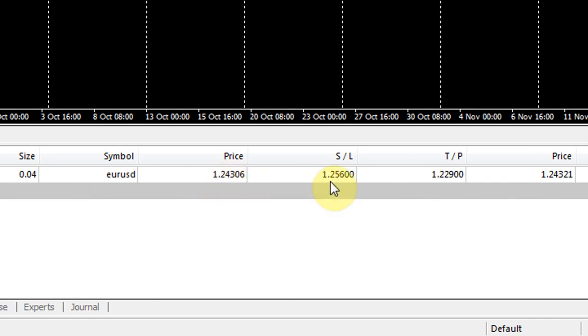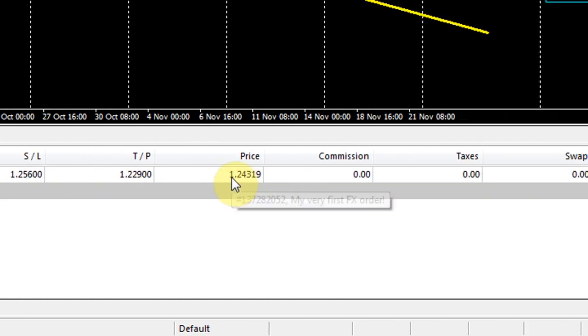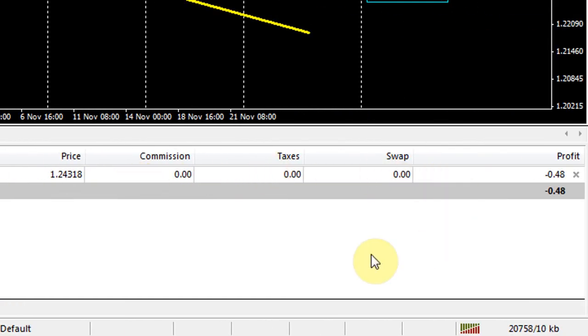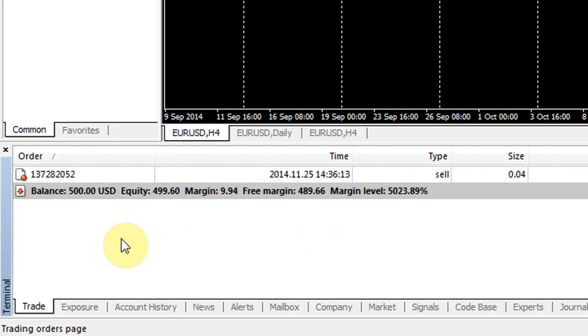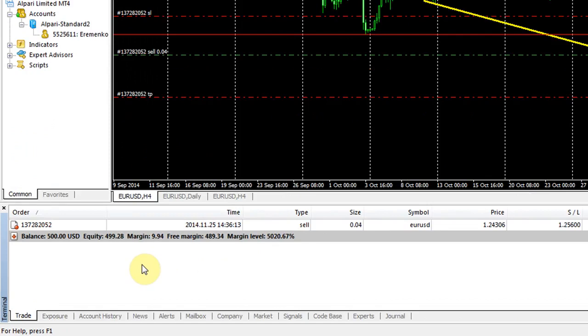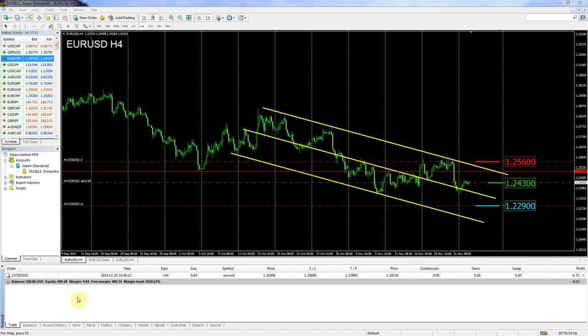Stop loss, take profit as specified. This price is the current price, commission, taxes, and swap. And our current profit's a bit negative. That's because of the spread. Here you've got information, equity, margin, free margin, and balance. So that sums it up for today. We're going to leave the order for a few days and then come back and see how it went. Hopefully it would have closed at take profit by then.